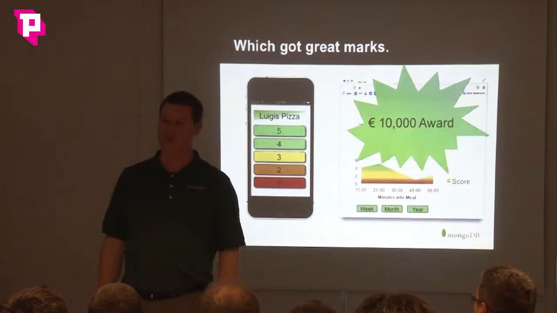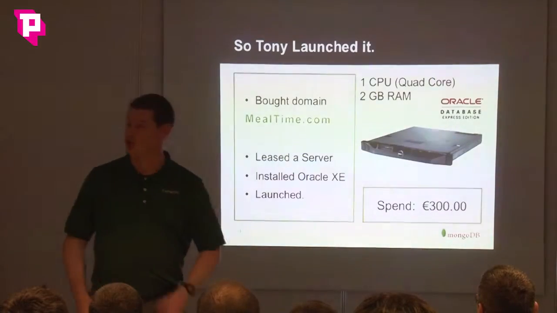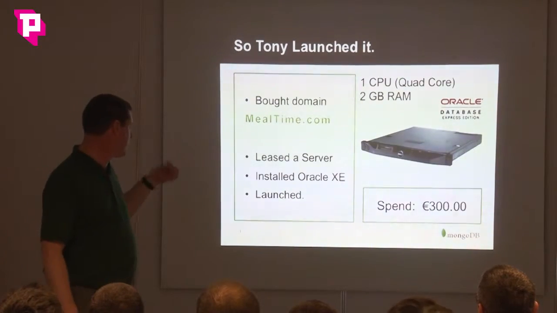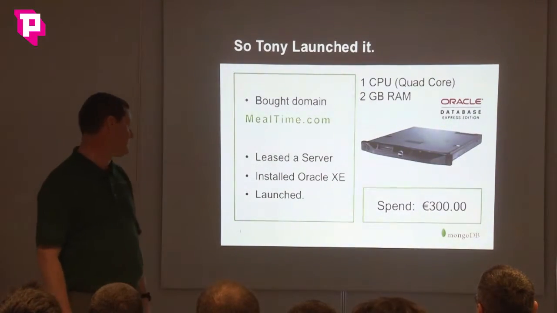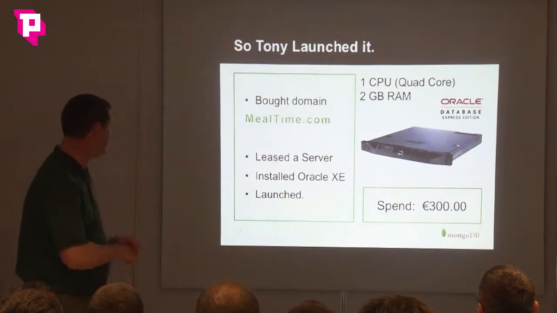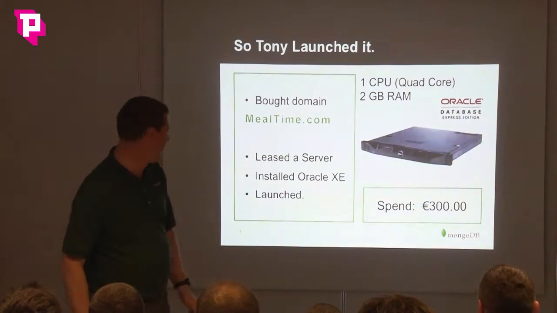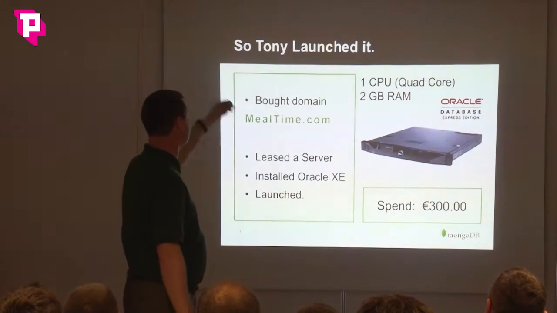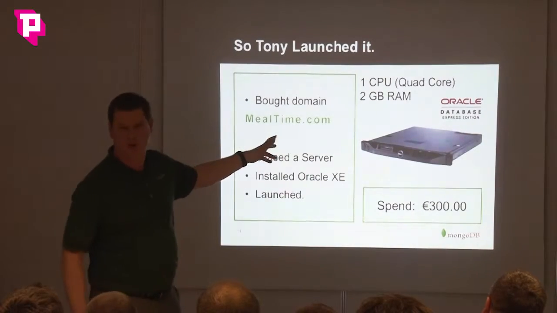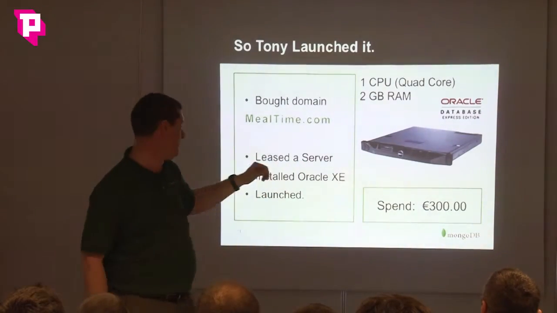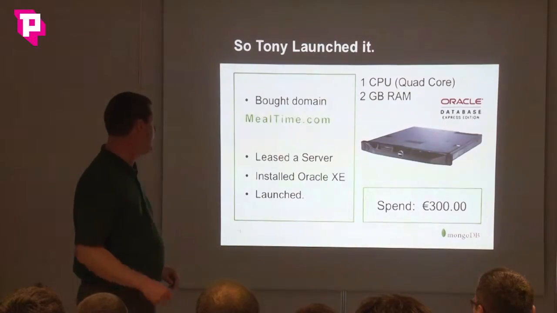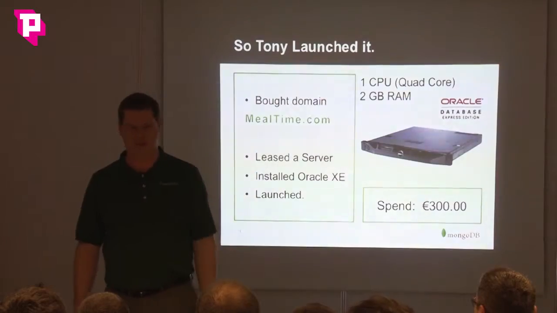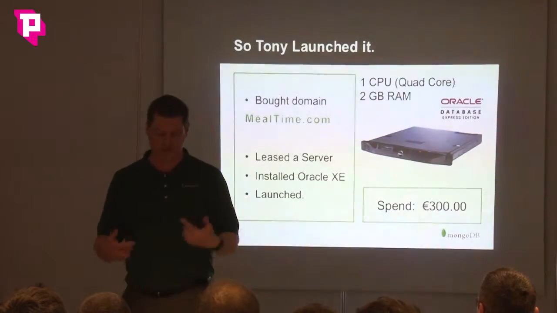So Tony took €5,000 and launched his site. He went ahead, bought a domain, he bought mealtime.com, leased the server, installed Oracle XE because it doesn't cost anything, and launched it. So he's built a box with Oracle Database Express Edition, 1 CPU. It's a quad-core box, but unfortunately XE is only going to use one of those CPUs, but hey, we've got a quad-core box, 2 gig of RAM, spent $300. So he got a mealtime domain and he spent, you know, maybe $270 on leasing the machine.